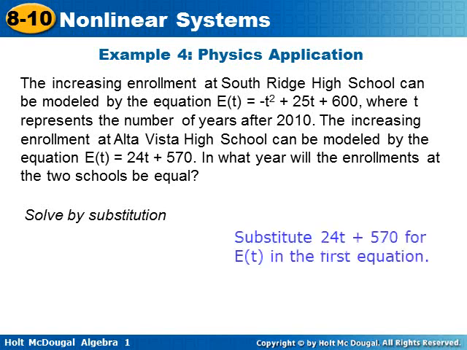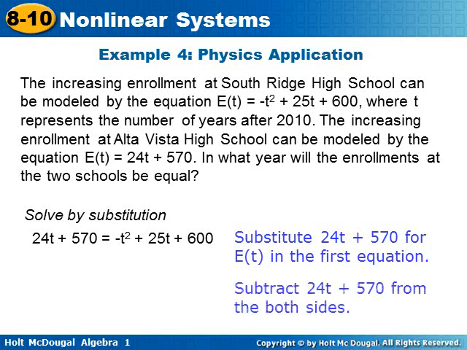We're going to solve by substitution. We're going to substitute 24t plus 570 for E(t) in the first equation. So we get 24t plus 570 equals negative t squared plus 25t plus 600. We're going to subtract 24t plus 570 from both sides. And we get 0 equals negative t squared plus t.